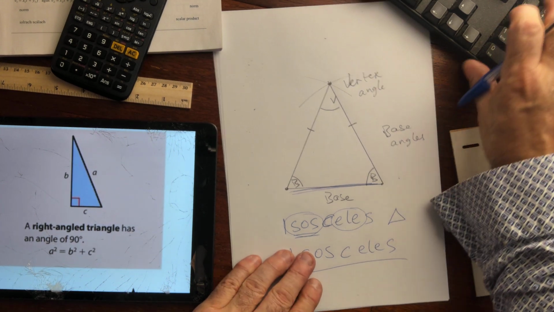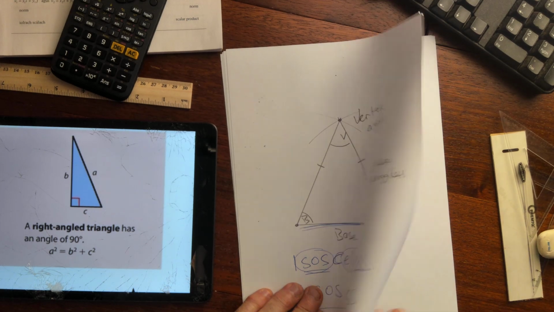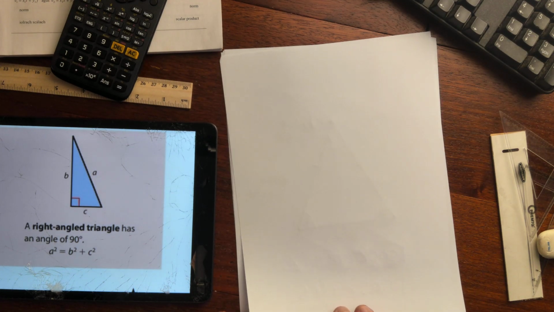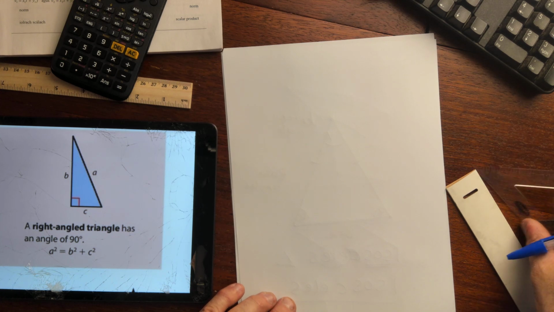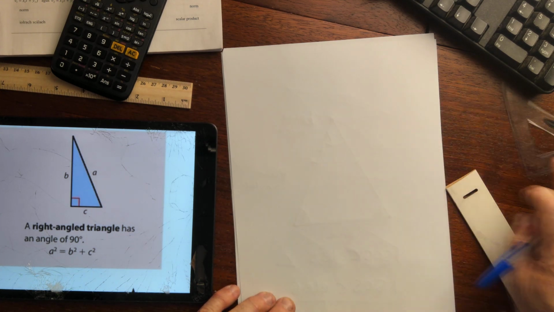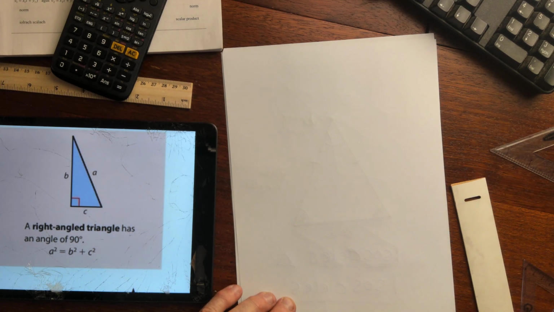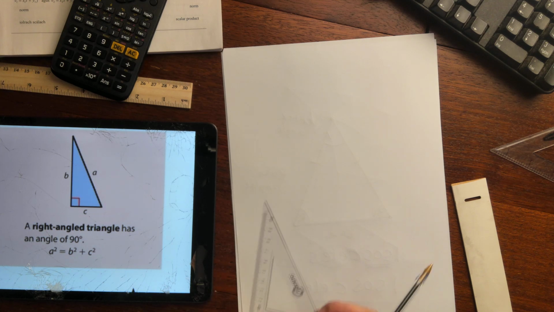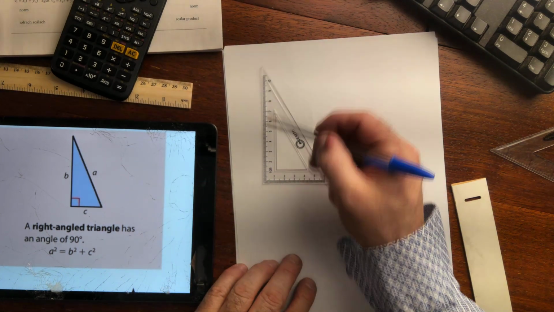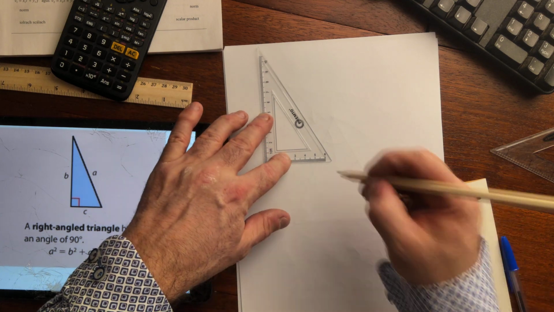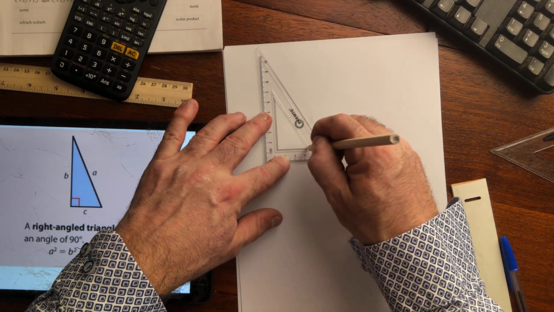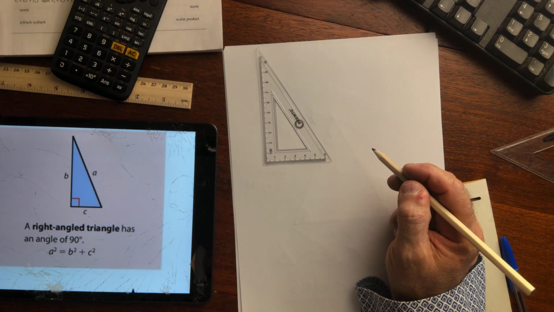Okay, a right angle triangle. So let's make ourselves a right angle triangle. Let's keep it simple. Let's not go with a 45 degree, because if we do that, then two of the sides of the triangle are going to be the same. So let's take your 30, 60, 90, put it out there, hold it down nice and steady, and join it in.